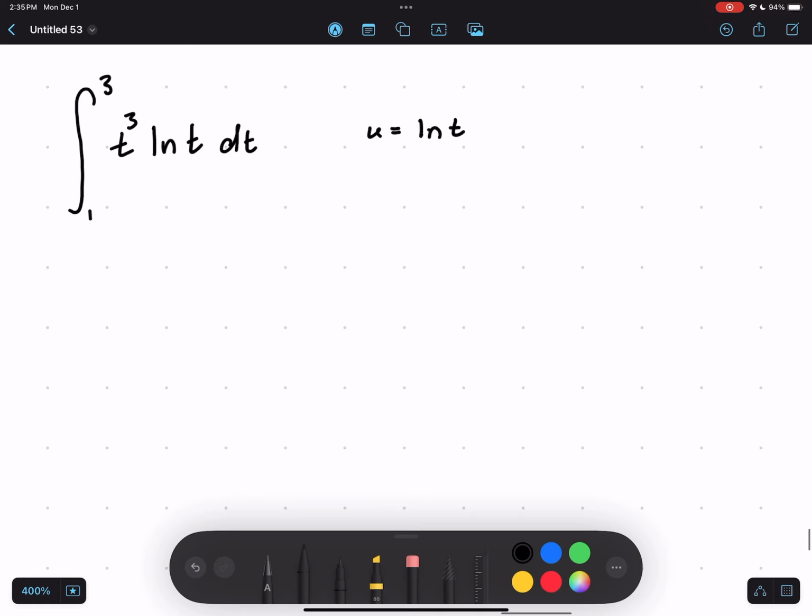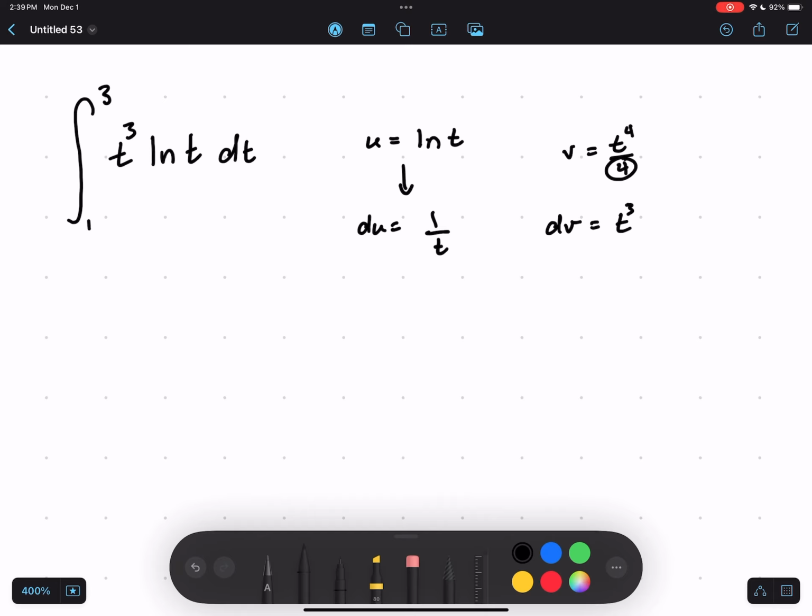And the reason for that is because we can easily differentiate that to get du, which is just 1 over t. If we were to set that for dv, we'd have a really tough time integrating that to solve for v, and it really just wouldn't simplify the equation whatsoever. So in this case, we'll let dv equal t cubed, and then of course v will be t to the 4th over 4. And now that we've mapped that out, we're ready to build the skeleton of our formula.